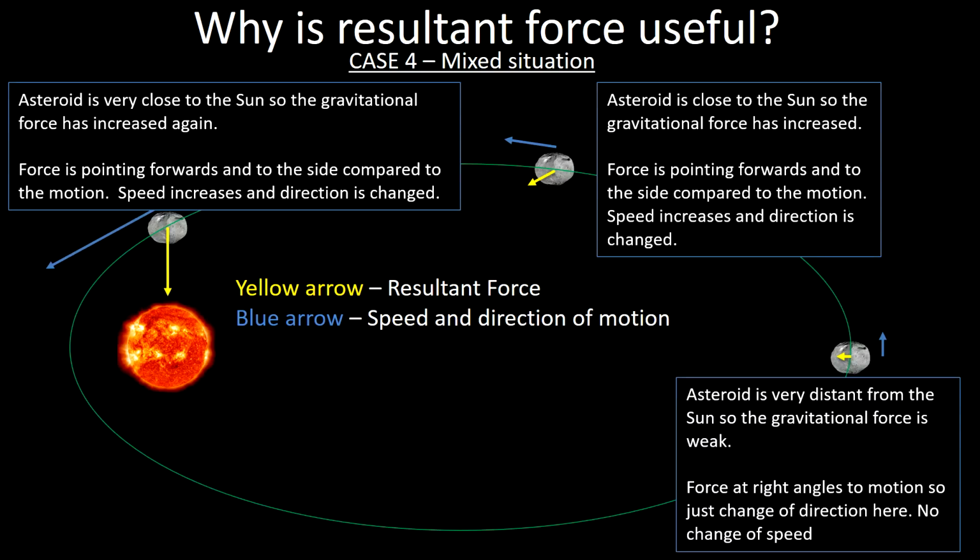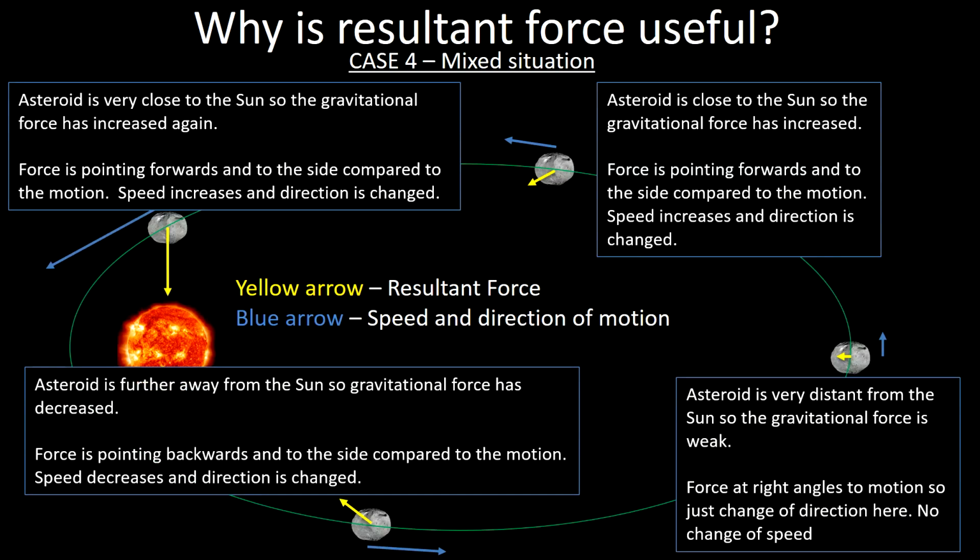And then if we go past the point of closest approach, where the asteroid's going to be going fastest, and look at it as it's moving away from the sun, now we can see the yellow arrow is at least pointing partly back in the opposite direction to the blue one. And so it's going to be slowing the asteroid down. But again, because it's pointing partly to the side, it will also be changing its direction. So in these mixed situations, where the resultant force is not pointing at right angles or along the path of the motion, you'll get both a change of speed and a change of direction.